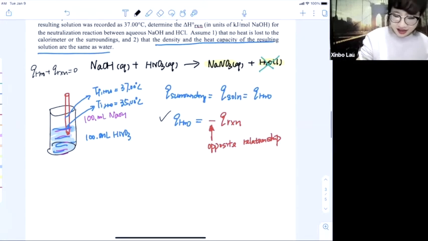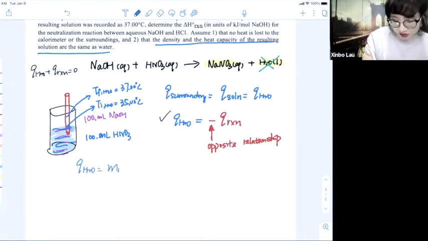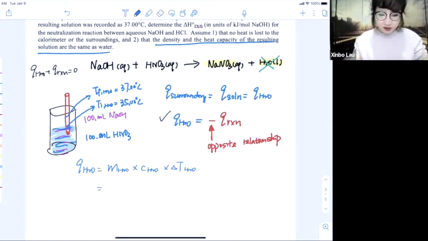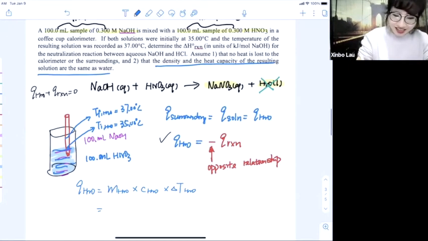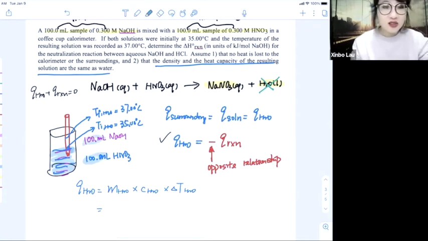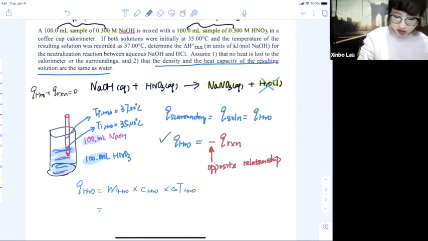So now I can calculate the heat of my water. I need to use the mass of water multiplied by the specific heat capacity of water times the temperature change of water. The mass of water, you go, I don't know. But the question is giving us the information. We put those two solutions together, and as you analyze the situation, the majority is water. You put those together, my total volume is 200.